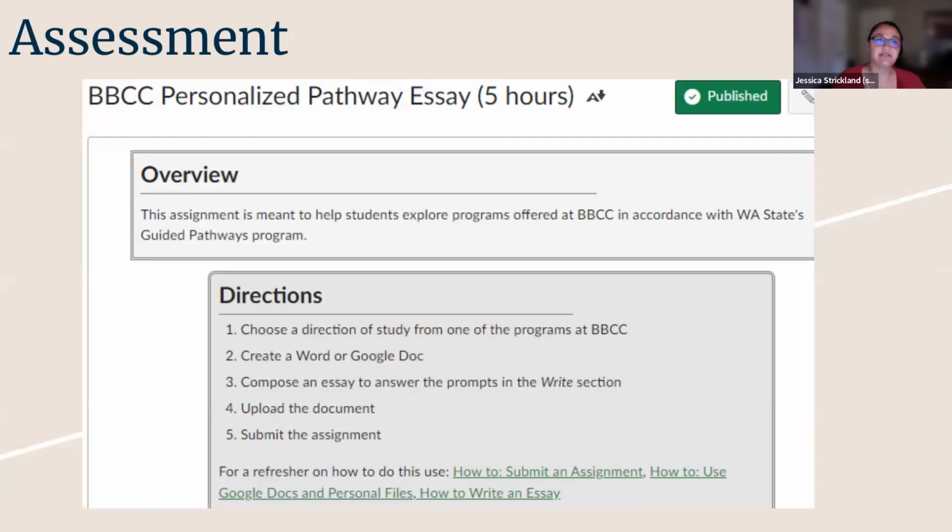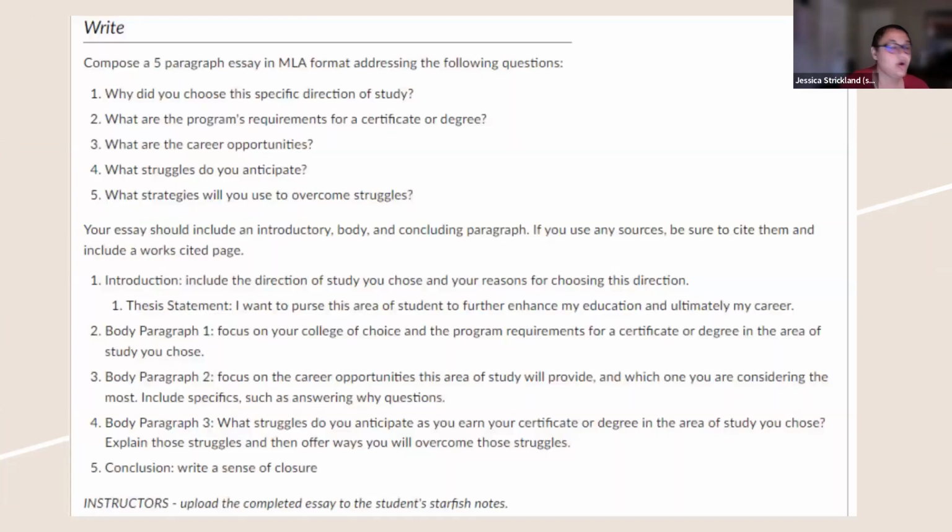So the assignment for that pathway is they had to choose a direction of study from one of the programs and write an essay to answer the prompts, which were these. Why did you choose the specific direction of study? What are the program requirements for a certificate or degree? That's really important. What are the career opportunities? What struggles do you anticipate? What strategies will you use to overcome those struggles?